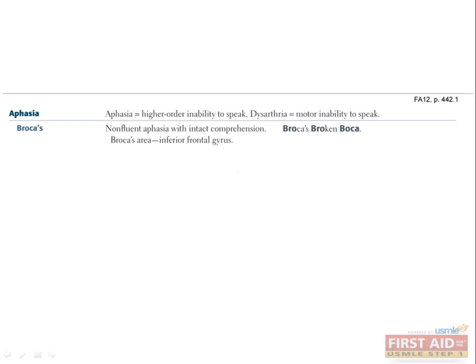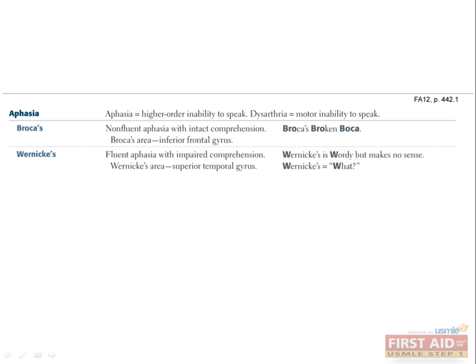Broca's aphasia is also called non-fluent aphasia. These people can understand perfectly, but cannot express themselves. Broca's aphasia is usually caused by an infarct in the superior division of the middle cerebral artery of the dominant hemisphere. Wernicke's aphasia is also called fluent aphasia. These people can produce words, but will not be able to string them into a meaningful sentence. Wernicke's is caused by infarcts in the inferior division of the MCA in the dominant hemisphere.